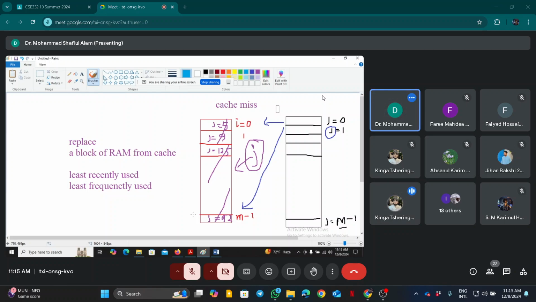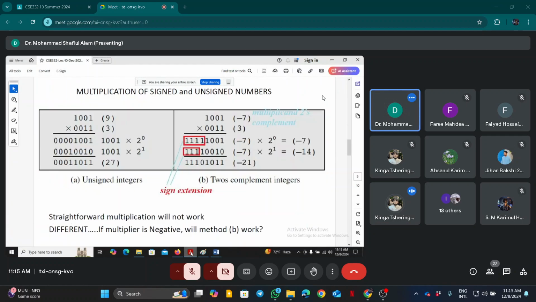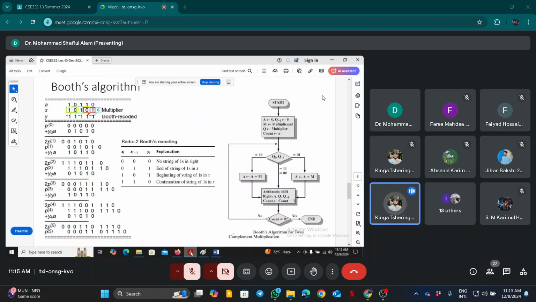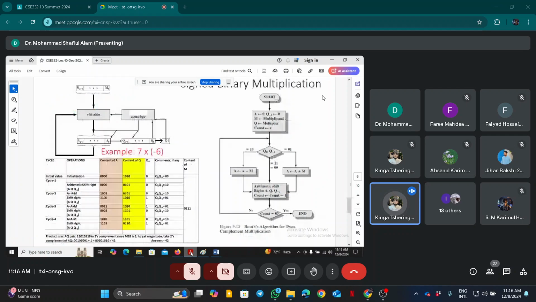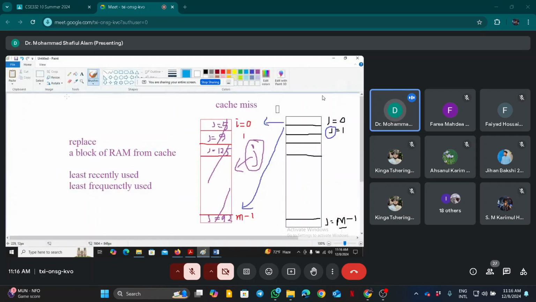Sir, can you please visit the Booth's algorithm lecture slide? Sir, how does Booth's algorithm work in that multiplier and Booth recoded form? Yes, we will refer to this. Let's say we will bring all these three together. So that will help you to understand how it works.